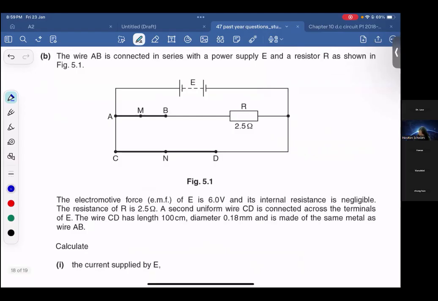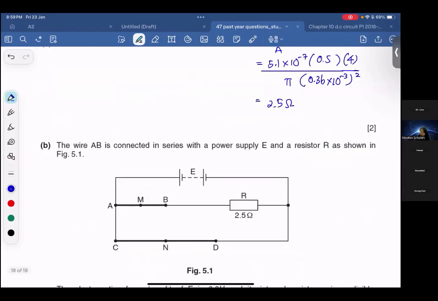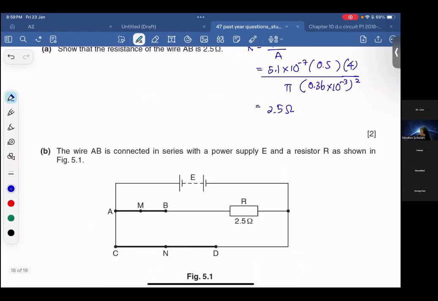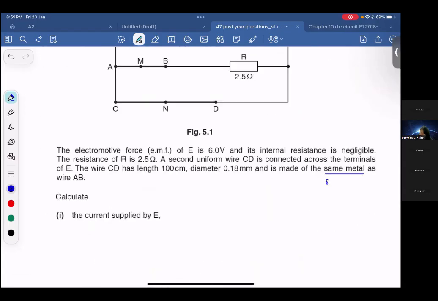The EMF is 6.0. If it is the same metal, what physical quantity should be the same? They relate to the previous question A. So here, write down: same metal is same resistivity. Or maybe they say that just now I used a copper wire, now I use another copper wire. You found out that they are the same material, same metal wire. Then they will have the same resistivity.